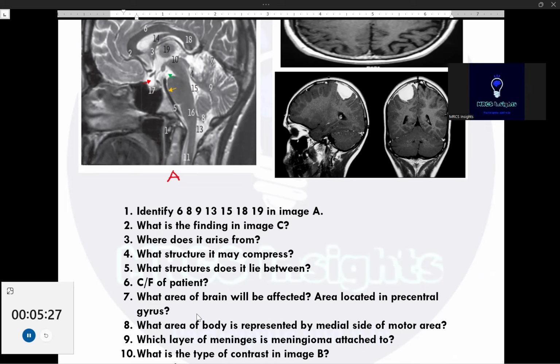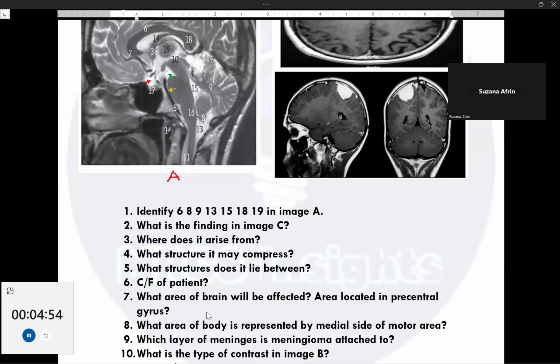What are the areas? The primary motor area is located in the precentral area. Can you tell me the function of the primary motor area? The primary motor area function is to initiate motor movements of the body. Can you tell me in more detail? Sorry, I would like to pass.